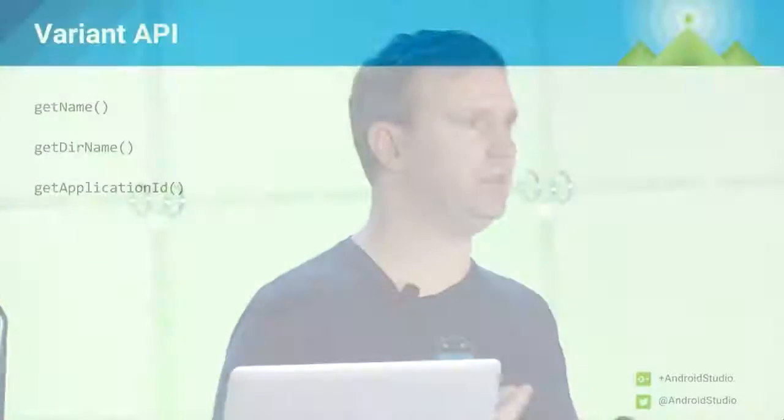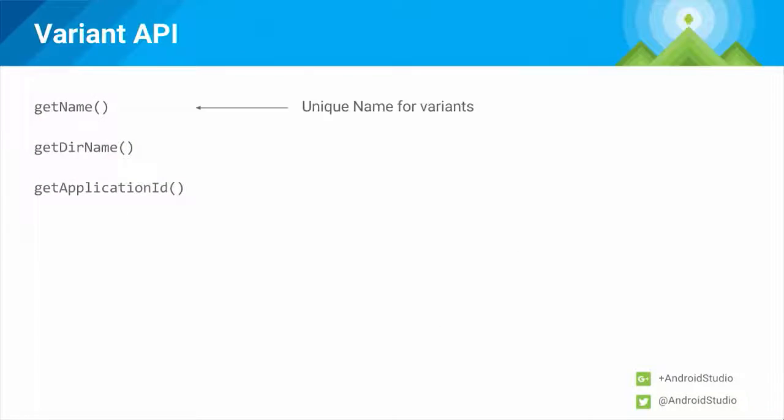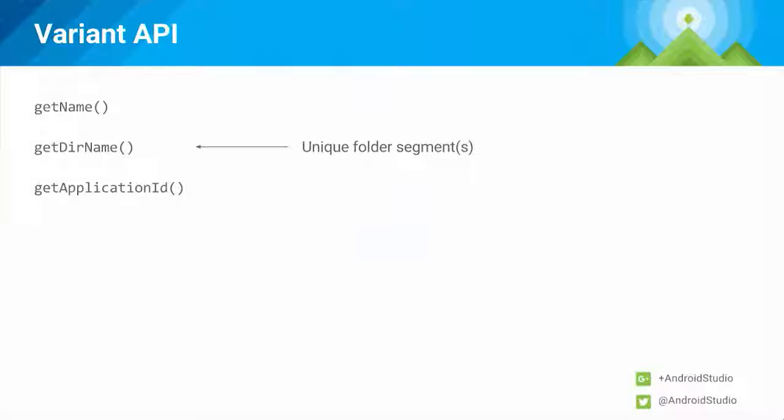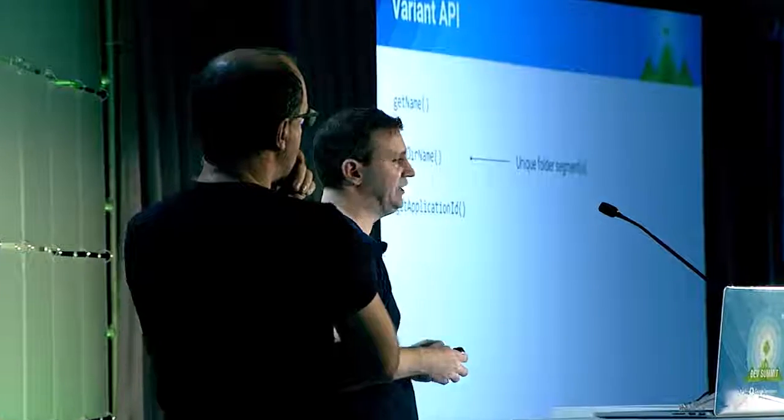Okay, so what can you do with that object? You can do some basic things like getting the name, for example. That name is unique, so it's very useful if you want to create per-variant tasks. You should use that name as part of yours, like foo plus getName, and then you know that it's going to be unique for every variant. The dirName is one or more segments of folders, very useful, again, to store your custom task data. Do buildDir/intermediate/foo/getDirName, and it's unique for all the different tasks.